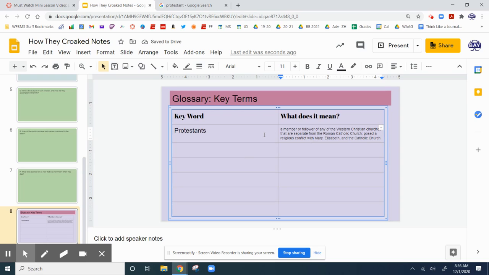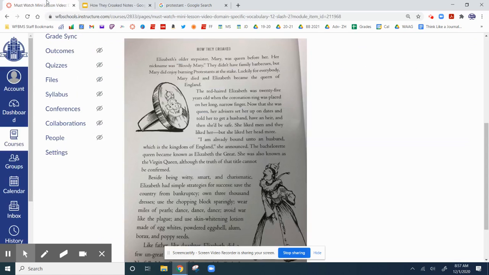That's a better understanding of who the Protestants were. They were a kind of Western Christian church that was separate from what church Mary and Elizabeth belonged to, and that's why they were conflicting forces during this time in the late 1500s, early 1600s in England. Let's keep going. Luckily for everybody, Mary died and Elizabeth became the Queen of England.